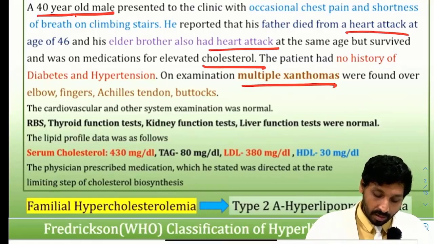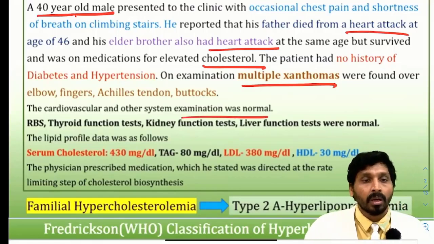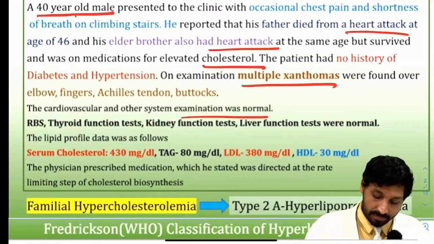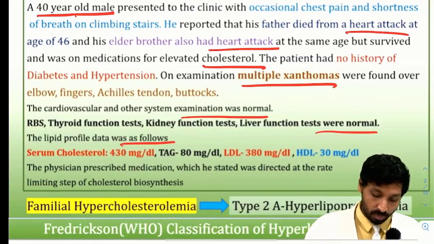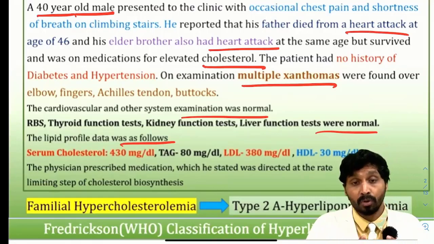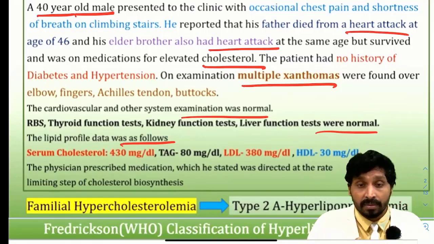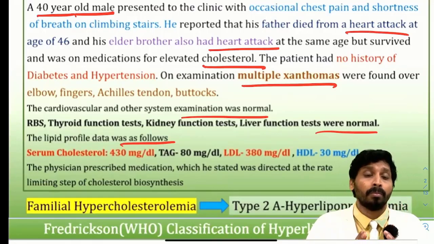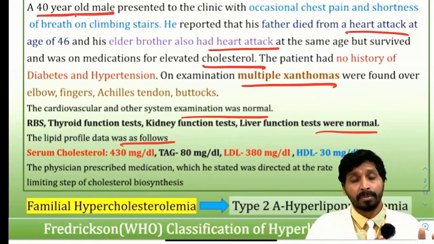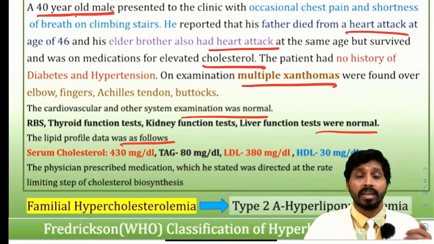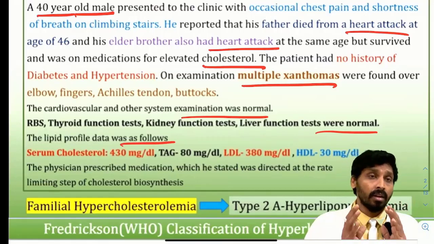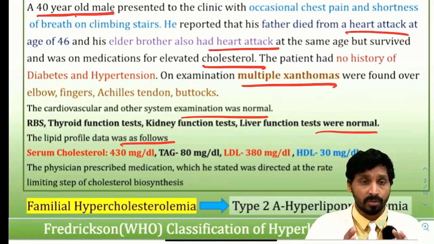The cardiovascular and other system examinations were normal. RBC, thyroid function test, kidney function test, and liver functions were also normal. The lipid profile data was as follows. If you see the normal levels, that is the importance of remembering the normal levels of certain markers, like liver parameters such as ALT, AST, and cardiac markers like LDH, creatine kinase, cardiac troponins, right.